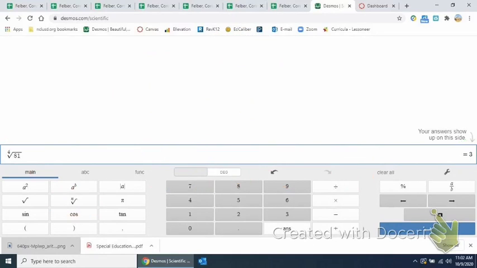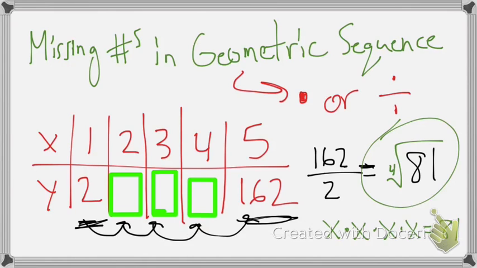Now we have to go back to our table. So let me find it real quick. Go back to our table. We figured out that the fourth root of 81 is 3, and that's the thing we were looking for. The 3 is what we were trying to find. That's what we have to multiply by.